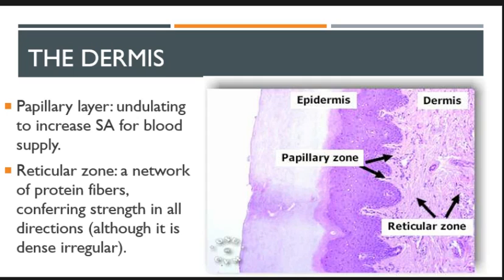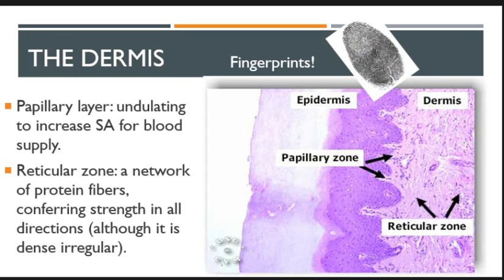They give strength in all directions. It is dense, irregular, but there is some good strength right there. All right, so this papillary zone with these undulations here are responsible for those lines of cleavage, and if you think your fingerprints, okay, so your handprint. That is the bumps. So the bumps you're seeing for fingerprints are the dermis beneath the epidermis.